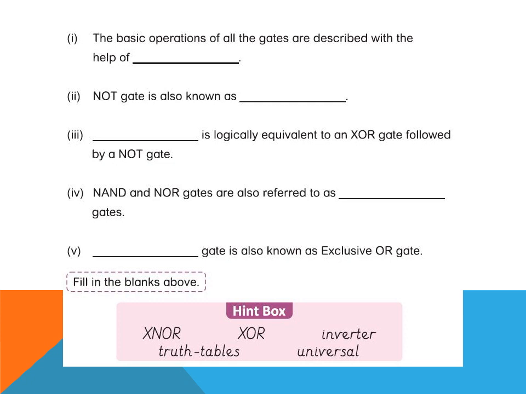Question number 4. NAND and NOR gates are also referred to as dash gates. And question number 5. Dash gate is also known as exclusive OR gate. If you need more time, pause the video, note down the answers that you think are correct. Now let us move on to the answer part.